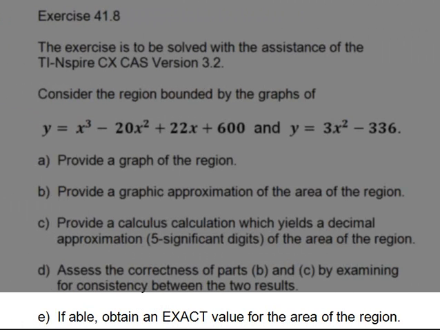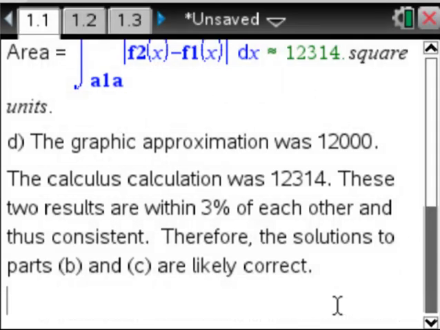Part E. If able, obtain an exact value for the area of the region. So for exact calculation, we have two hurdles to cross. Let's try them one at a time. And so here we've got our part E. And we can point out to the reader that first we must be able to solve for exact limits of integration.